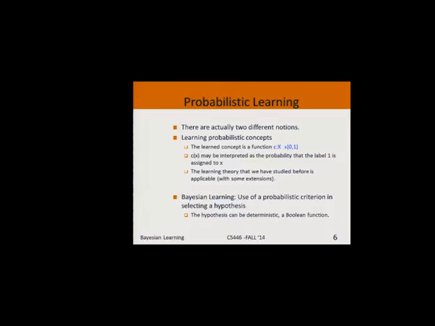So everything we said about learning theorems applies to these functions. So that's not what we're going to do starting today. What we're going to do is Bayesian learning, where we're going to use a probabilistic criterion in choosing the hypothesis. So the hypothesis could still be deterministic. It could be probabilistic. It could be a Boolean function. It could be whatever you want. So what we're changing is not what we are learning, but rather how we're learning. Okay? So this is the important distinction.